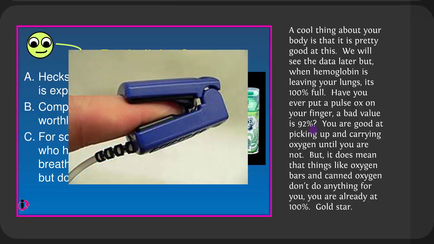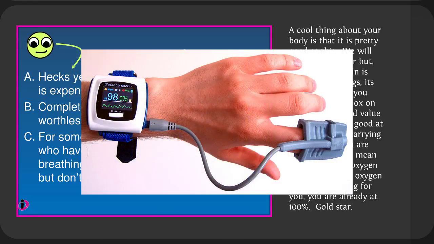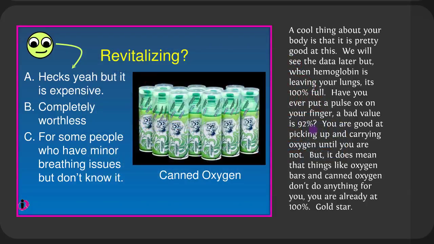Have you ever put a pulse ox on your finger? A pulse ox is a little thing that shoots a laser at your hemoglobin, and it can tell if the hemoglobin is full of oxygen or not. 92% is bad. So only having your hemoglobin 92% full of oxygen is a bad thing. So you're very good at carrying oxygen.